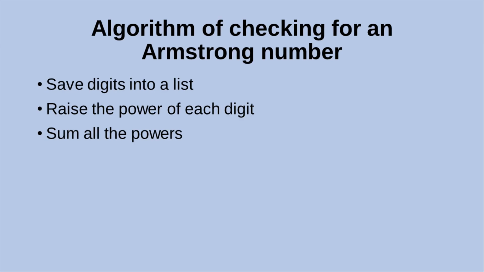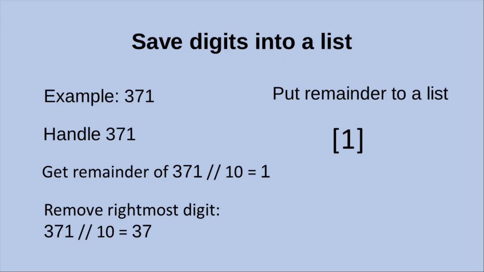The algorithm of finding out an Armstrong number is as follows. We have to save the digits into a list, and then raise each of the digits to a power equal to the number of digits in the given number, and then sum up all the powers to see whether that number equals the original value. Let us see an example here. Suppose we go back to 371.